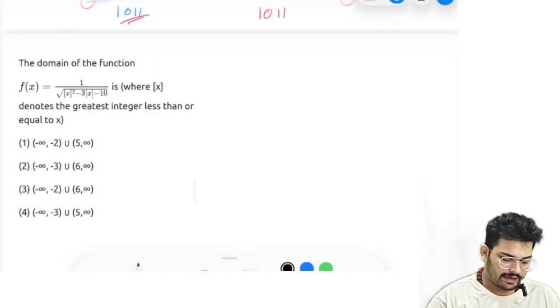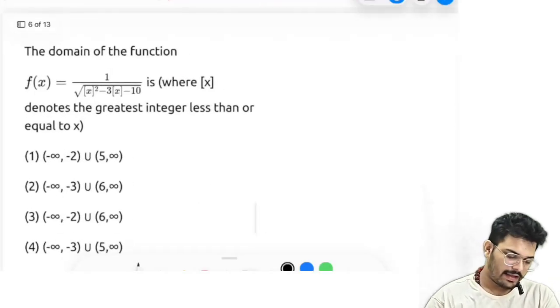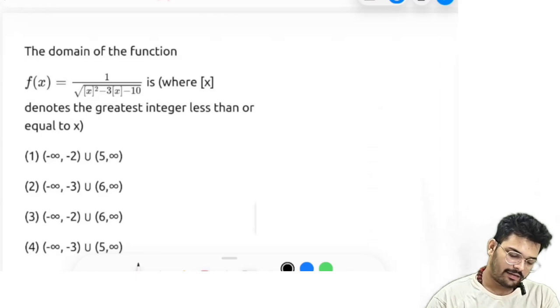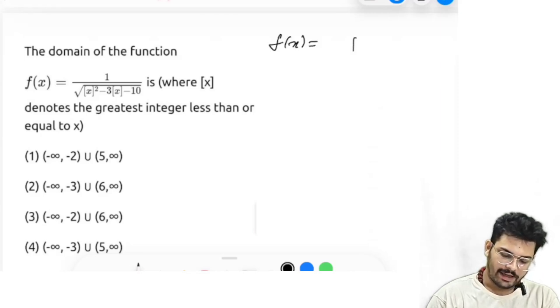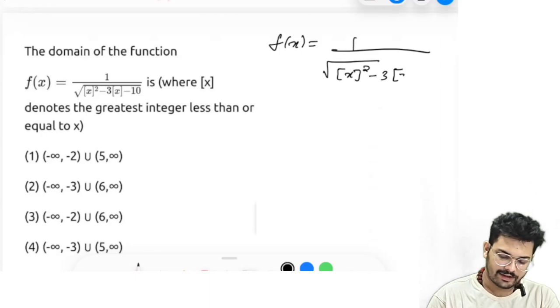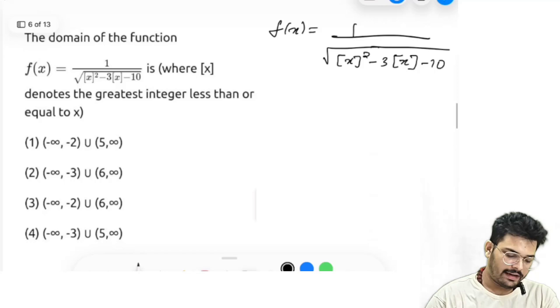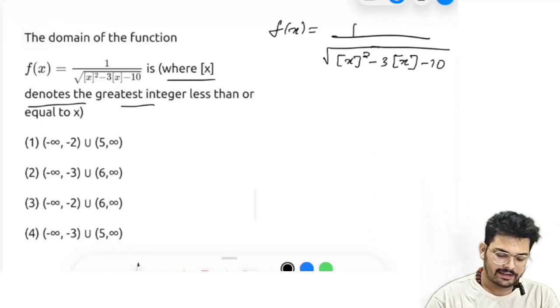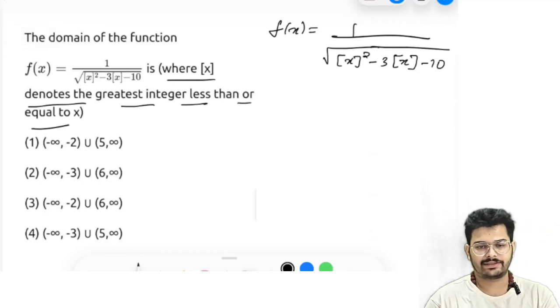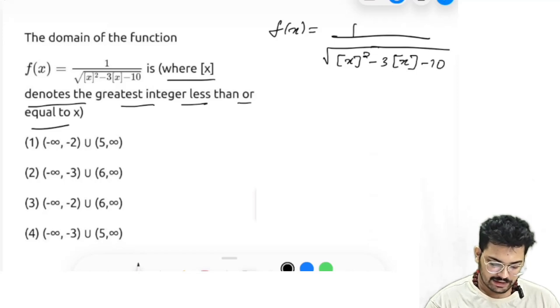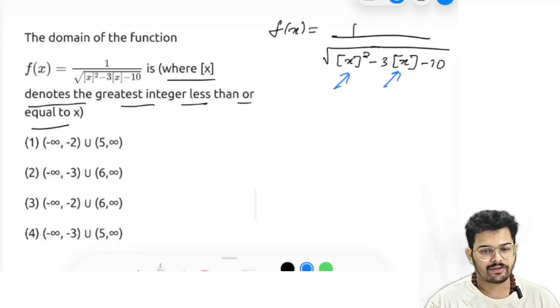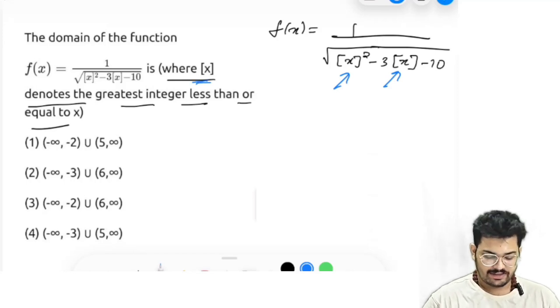This video will be solving another question from relation and function. The domain of the function f of x equal to 1 by root of box x square minus 3 box x minus 10. Here box x denotes the greatest integer less than or equal to x. Now box x means its integer value. These box x are actually integral values. You only get integral value when you take box x. That is, box x represents the greatest integer function.